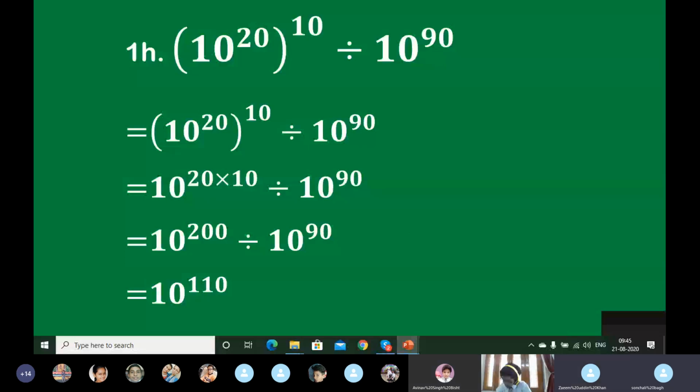Any confusion in any part? No, ma'am. Copy it down.